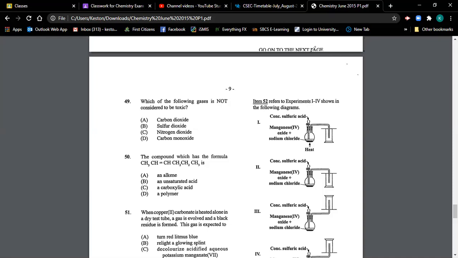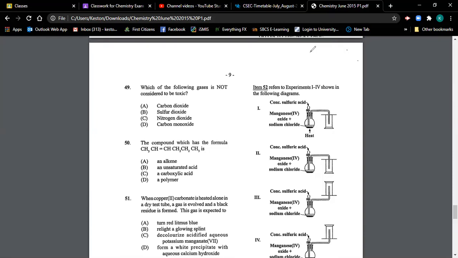Any ideas? Nitrogen dioxide, yeah? Nitrogen dioxide, that's correct. Sulfur dioxide as acid rain. Carbon dioxide as a toxic gas. And carbon monoxide. Carbon monoxide, you get that from the fumes in your car, you could actually kill somebody with carbon monoxide.